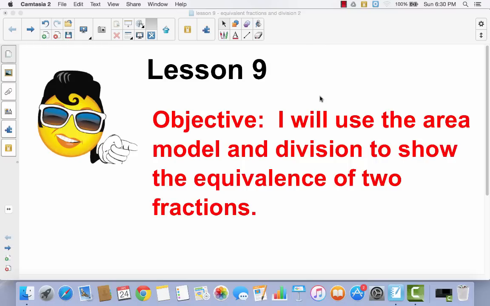Lesson 9, I will use the area model and division to show the equivalence of two fractions. If you'll think back to the objective of Lesson 8, it was I will use the area model and multiplication to show the equivalence of two fractions. Well, today we're going to still use an area model and we're still going to show the equivalence of two fractions, but we're going to use division today.